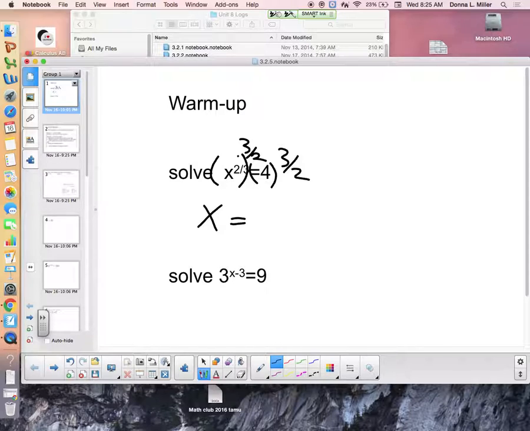So that means the 2 needs to take the square root, which is 2, and cube it. Say, do I need a plus or minus? Yes, because I have an even numerator. Okay? All right, so that's all I got.